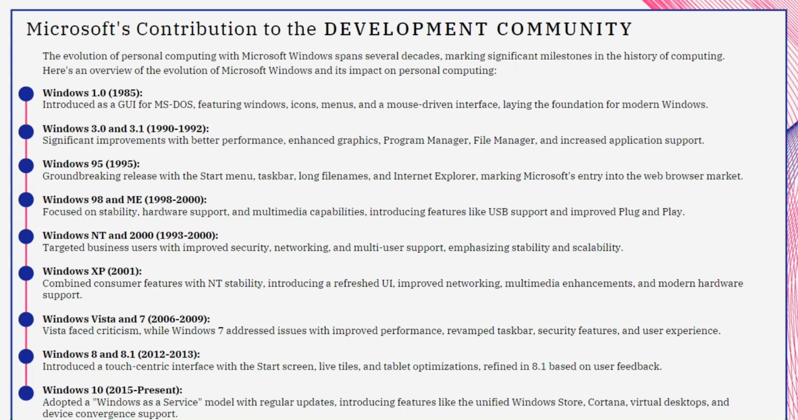Windows 8 and 8.1 was in 2013, and they introduced a touch-centric interface with start screen, live tiles, and tablet optimization, and refined 8.1 based on user feedback. This was also around the time that touchscreens got very common. Windows 10, from 2015 to now, adopted Windows as a service model with regular updates, introducing features like unified Windows Store, Cortana, virtual desktop, and device convergence support.